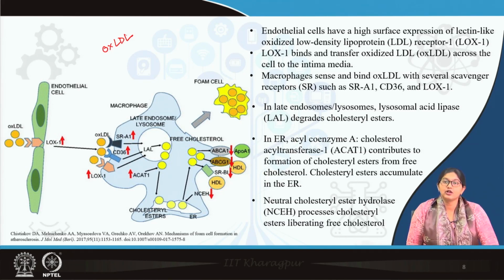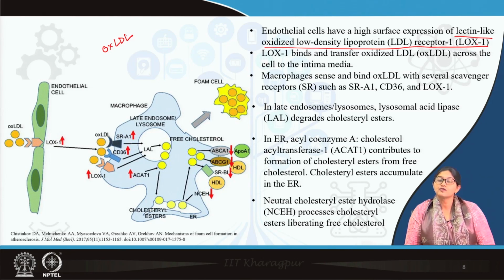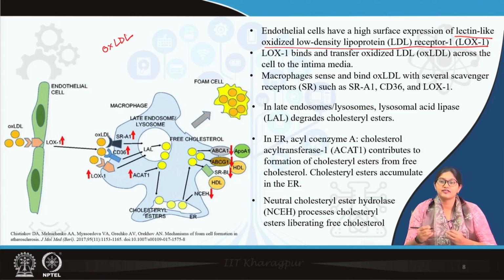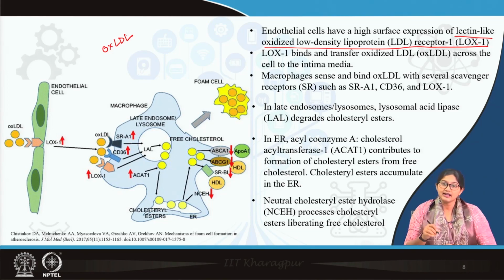One such receptor is LOX1. Now, LOX1 is known as lectin-like oxidized LDL receptor 1. This LOX1 receptor is highly expressed on the endothelial surface. Endothelial means blood vessels, endothelium. In this blood vessel endothelium, LOX1 receptor is expressed in high amount when there is high circulation of oxidized LDL. Now, LOX1 binds to the ox-LDL, that is a receptor ligand binding, and it delivers the oxidized LDL inside the intima media of blood vessel.